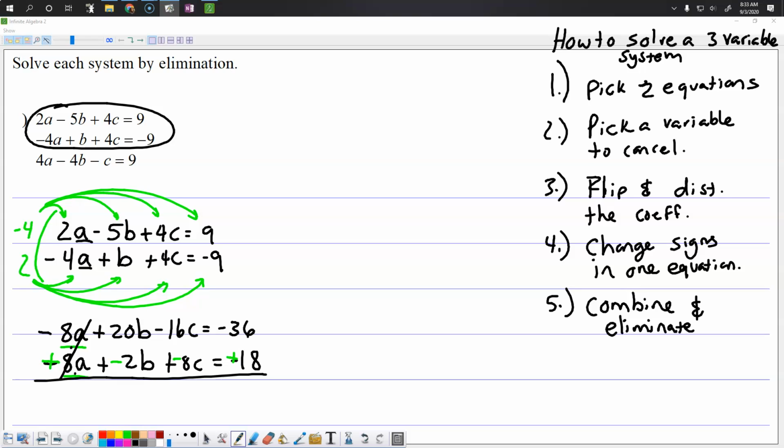So 20b minus 2b is going to be 18b. Negative 16 plus a negative 8 is going to be negative 24c. And then we have negative 18. Now, like I said, if you start getting really good at these and you know which variables to cancel, you might end up with better looking equations than mine. The reason mine doesn't look so good right now is because the numbers are so big. I know it doesn't seem big, but it actually will be later. So if possible, reduce your equation.